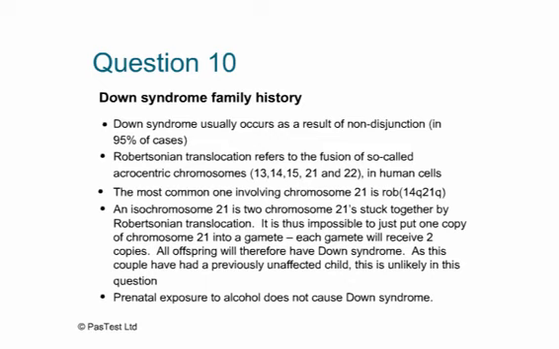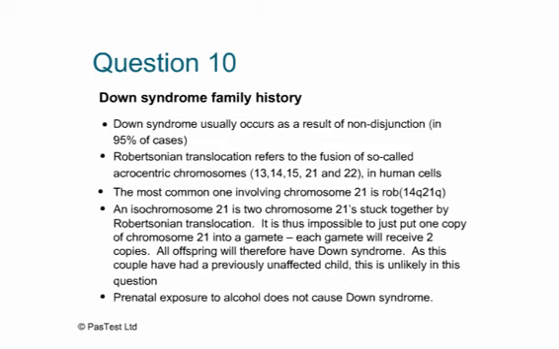Now, you might have tried answering C, an isochromosome, with two chromosome 21s stuck together. In this situation, the two chromosome 21s cannot separate at meiosis. Every single offspring has to have Down syndrome. But you were told in this scenario that the couple had had a previously unaffected child, which means that an isochromosome 21 is unlikely to be the answer here. Prenatal exposure to alcohol, of course, is not a good idea for any woman, but it's not a cause of Down syndrome, and so that's not the answer.